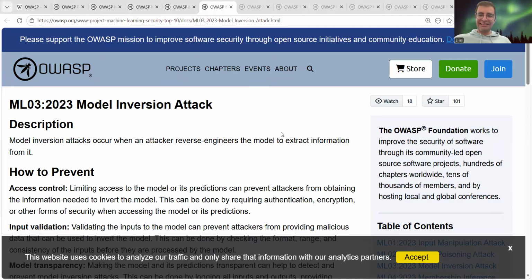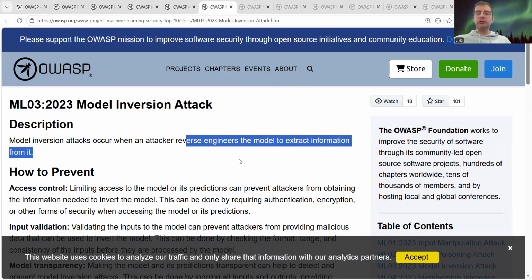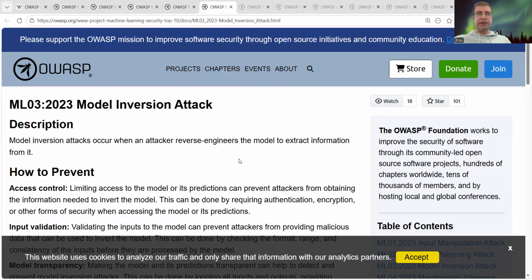Hello and welcome back. In number three, we're going to talk about model inversion attack. It's when an attacker tries to reverse engineer the model to extract information from it. But this is extremely important because there might be some specific information that is stored.